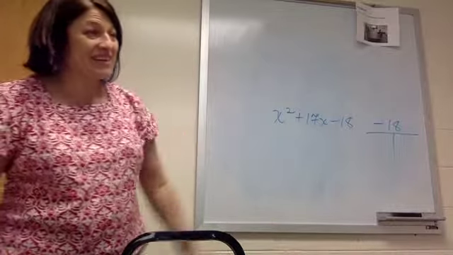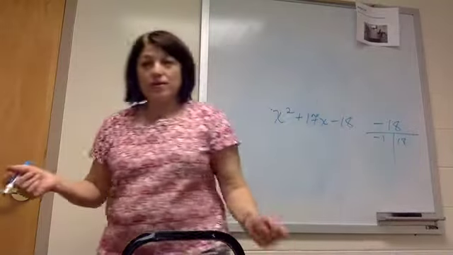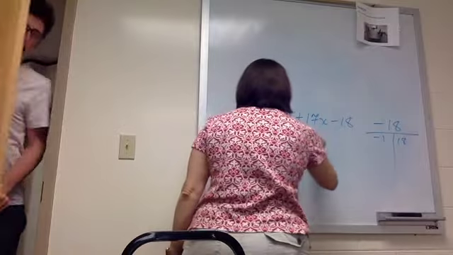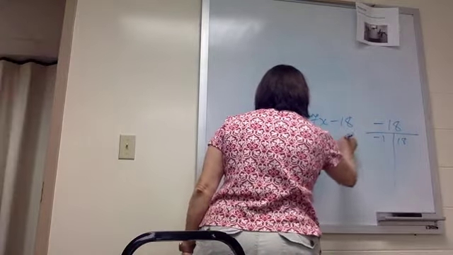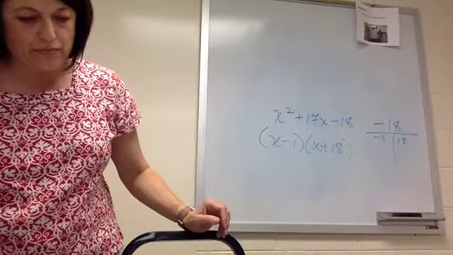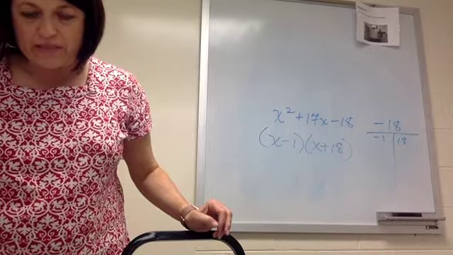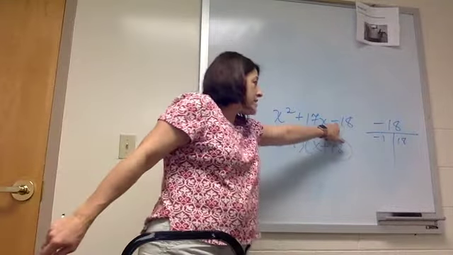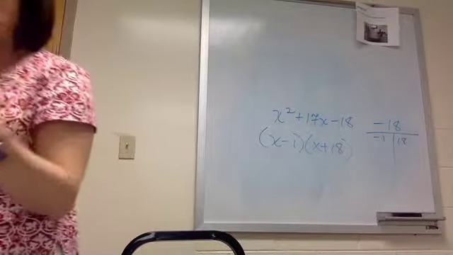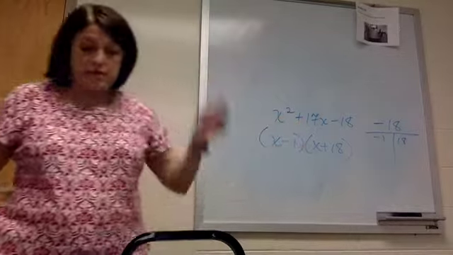What is it? 18 and negative 1, right? So negative 1 and 18. So that's just going to factor into x minus 1 times x plus 18. It's not any different than the other one. It's just that the other one ended up with the negative in the middle instead of a positive. Because this last term has a negative, the factors are going to have to be a positive and a negative, but they have to combine in such a way that the middle term ends up being positive.